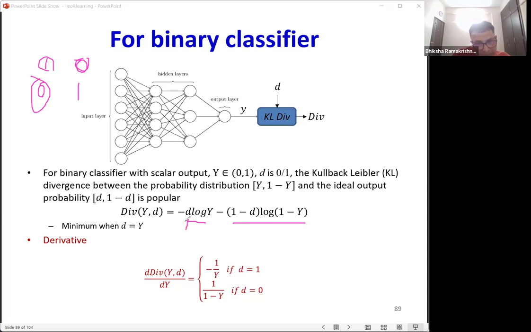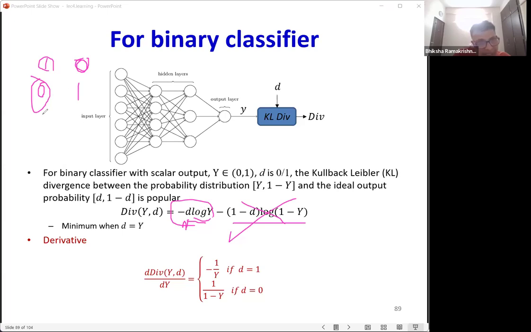So if d is 1 and if y is 0, then log of 0 is minus infinity. You're going to get infinite error, right? The second term will become 0, since if y is 0, log of 1 becomes 0. So this term disappears when d is 1. And so if the network is infinitely wrong, if d is 1 and y is 0, this becomes infinite. If d is 1 and y is 1, this becomes 0, right?